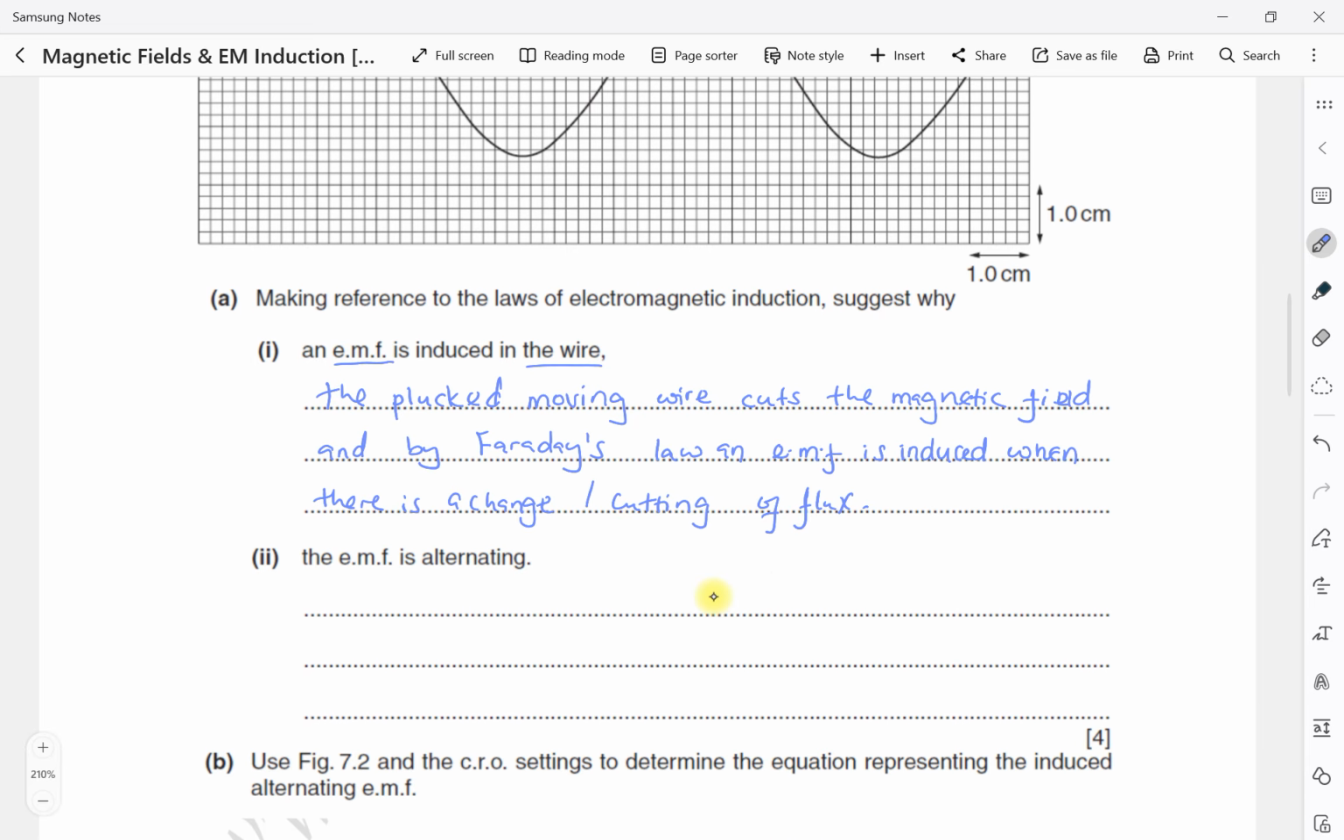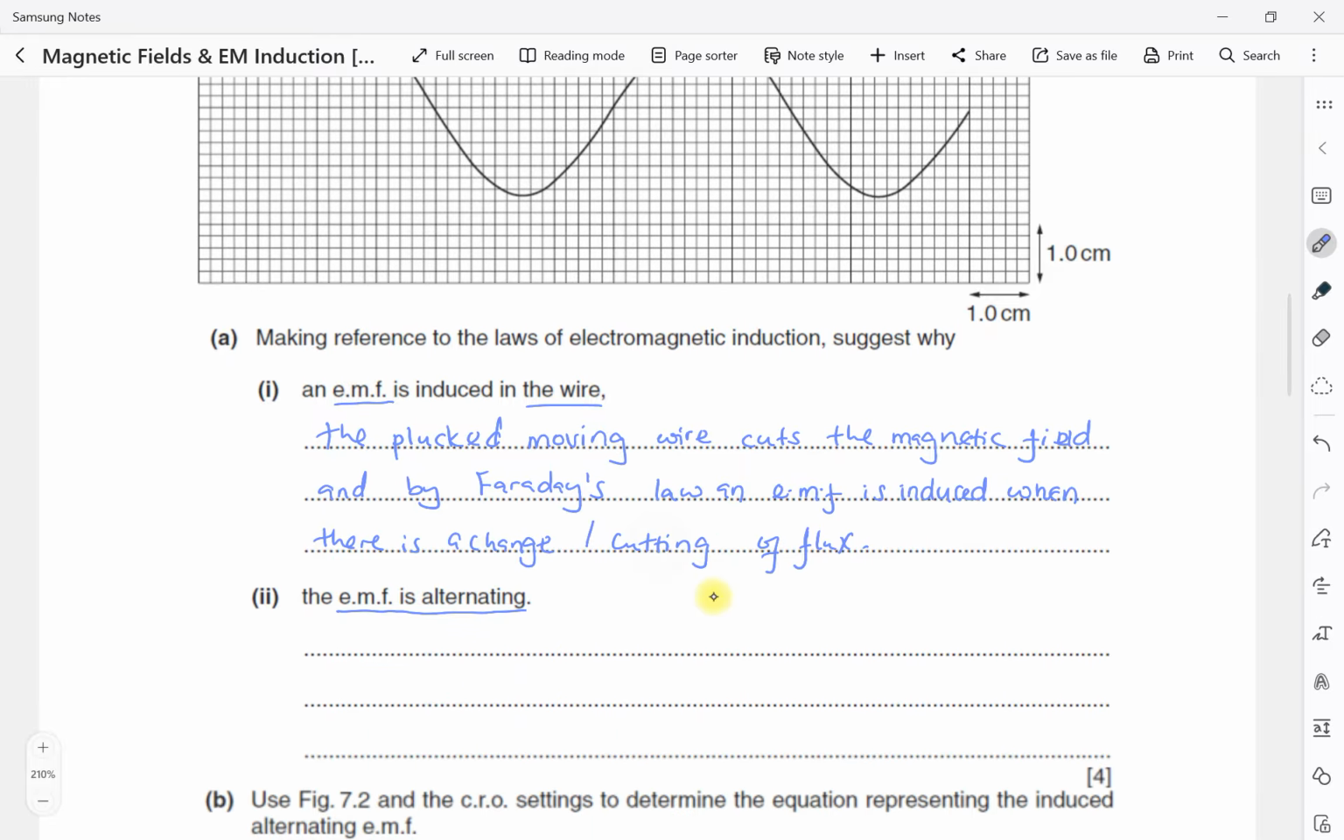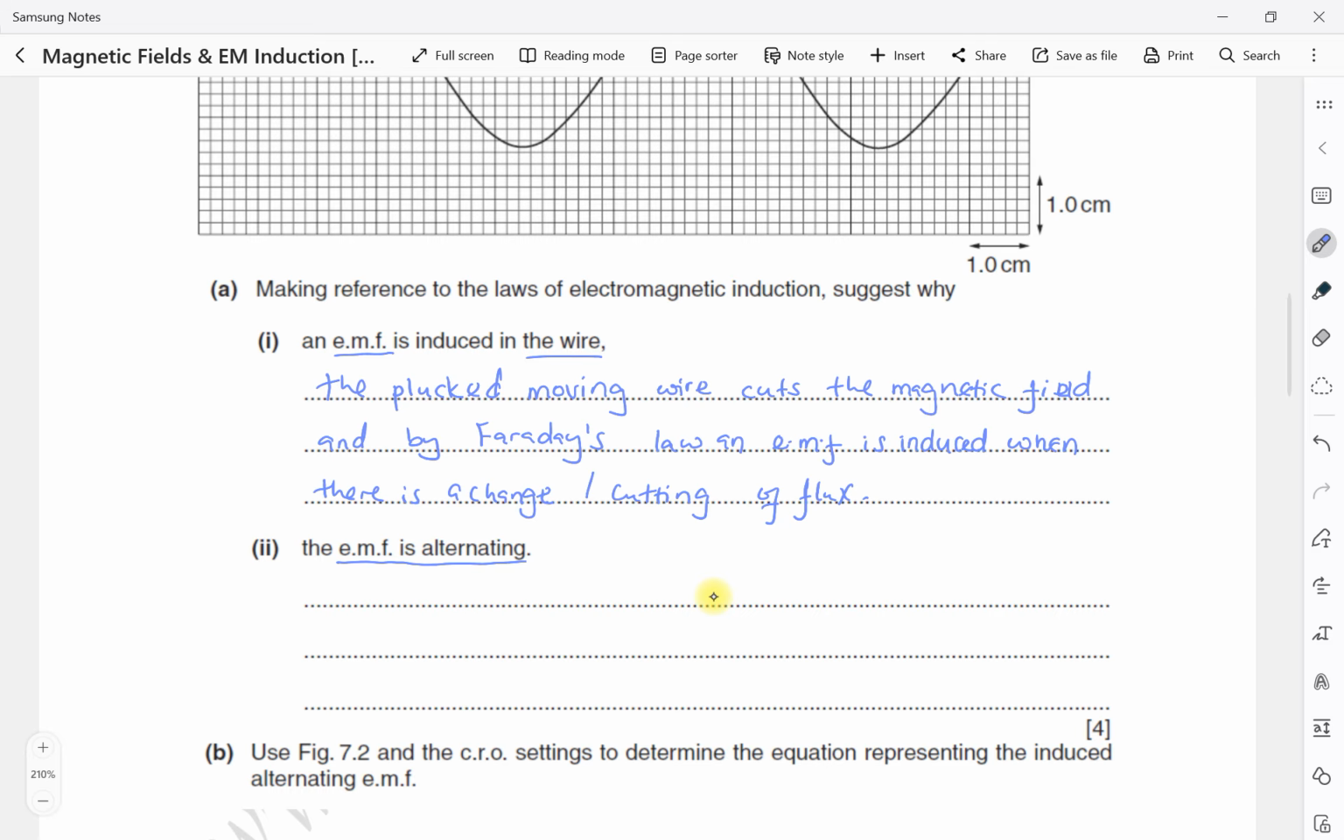Then, why the e.m.f. is alternating. Now you notice that what is happening is an alternating e.m.f. It changes direction. It moves from one maximum to another maximum in the opposite direction. Now that takes us to Lenz's law. By Lenz's law, the e.m.f. always opposes the change causing it. So as the direction of movement changes, it also means that the direction of the e.m.f. must change. And hence the e.m.f. is alternating as the direction of movement alternates.